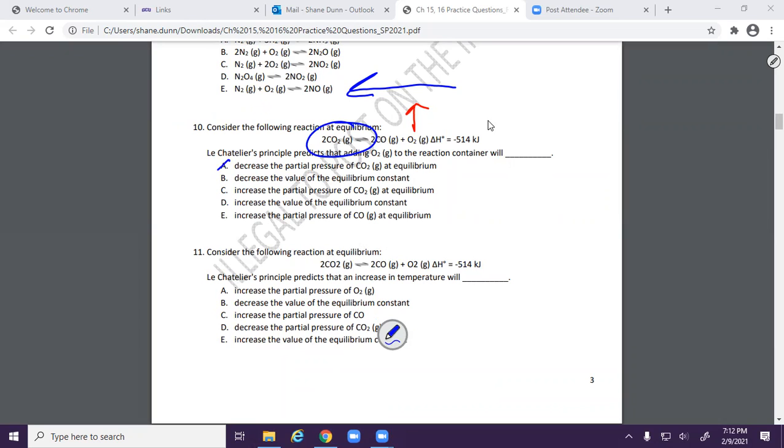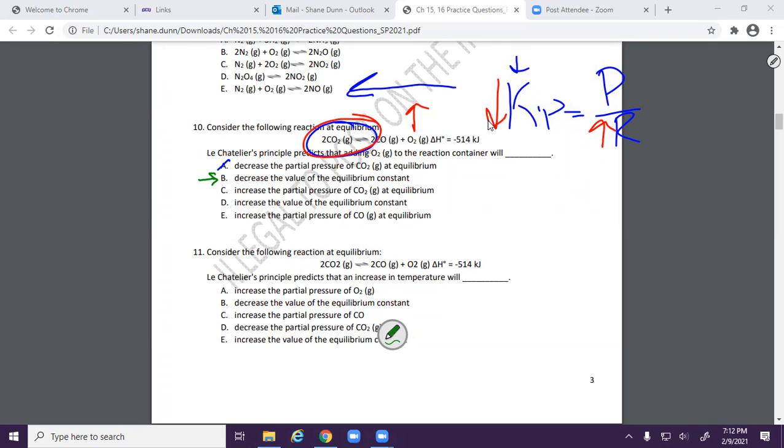Decrease the value of the equilibrium constant. Equilibrium constant is equal to what? What is K equal to? Products over reactants, right? If reactants go up, what happens to my K value? It goes down. So if I make more reactants, what happens to my K value theoretically? It goes down. B looks appetizing right now, but let's just check to make sure.